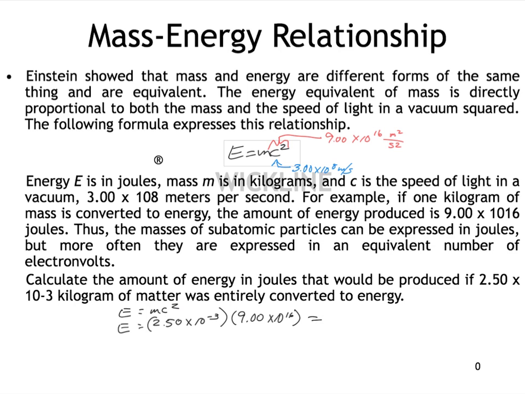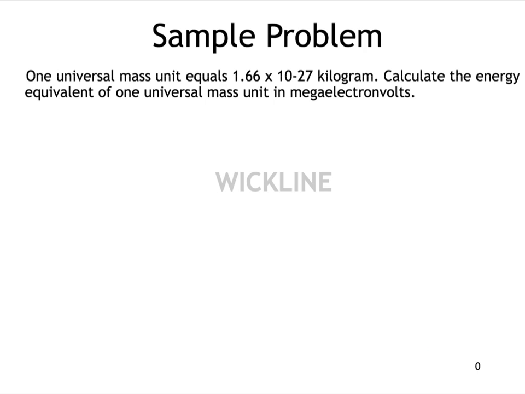When I just do the multipliers to start, I'm getting 22.5 times 10 to the something, and this is going to be to the 13th power. And in proper scientific notation, it's going to be 2.25 by 10 to the 14th joules. Here's another sample problem.